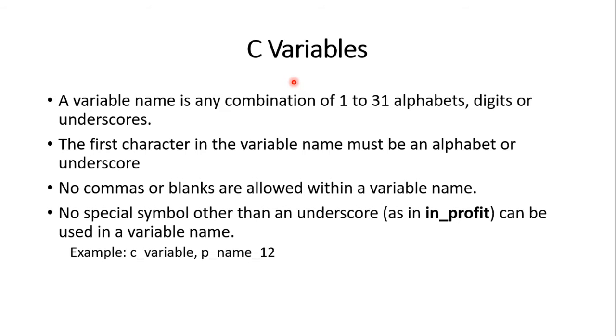C variables. A variable name is any combination of 1 to 31 alphabets, digits or underscores. The first character in the variable name must be an alphabet or underscore. No commas or blanks are allowed within a variable name. No special symbol other than an underscore, as in this example you can see underscore profit, can be used in a variable name. So there are some variable names using underscore, such as c_variable, p_name_12. We can use only c as a variable, as we have used in our previous program a, b. All these are variables.